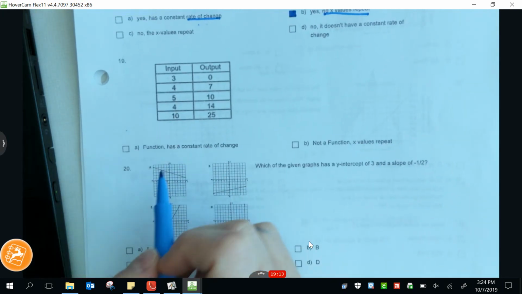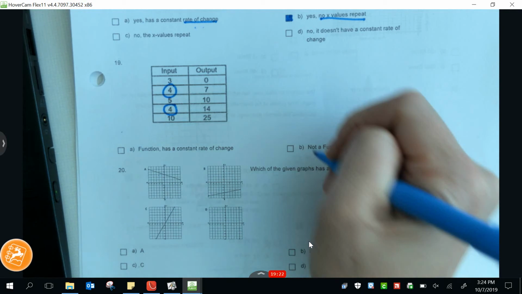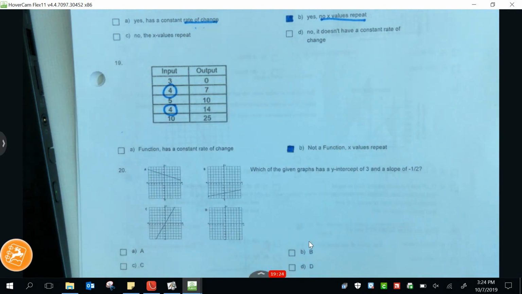Okay, so function or not a function. Well, if I look, I have input. It is not a function because x repeats.